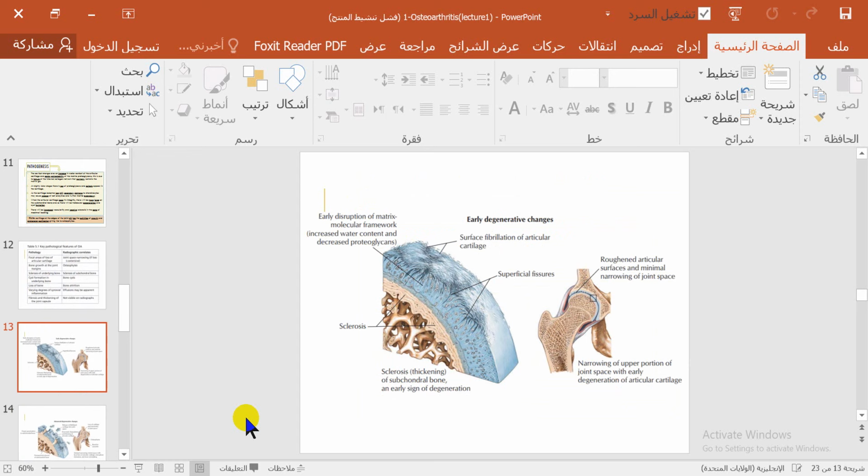Here you see the surface of the articular cartilage, and there is destruction of the surface with fibrillation of the articular cartilage, superficial fissuring, and in time it will lead to the extrusion of fluid into the subchondral bone, leading to cyst formation here, and so on, the pathological process going on.